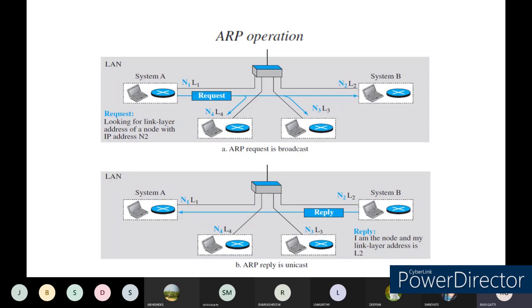So you can see in the reply, I am the node and my link layer address is L2. With this reply, node A will get to know the logical address of the system. This will be done in the network layer, and we are going to call it the Address Resolution Protocol. This Address Resolution Protocol is responsible for it.